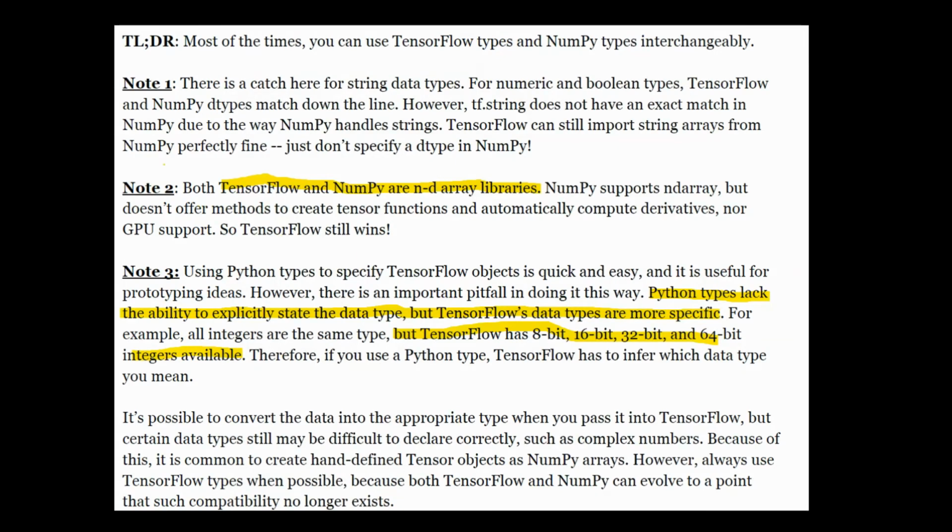There is a point here that most of the time you can use TensorFlow types and NumPy array types interchangeably. Both TensorFlow and NumPy arrays are ND libraries. NumPy supports ND arrays, but they will not create tensors. Python types lack the ability to explicitly state the data type, but TensorFlow data types are more specific. In NumPy, all the integers are of the same type, but in TensorFlow they are 8-bit, 16-bit, 32-bit, 64-bit, and so on. You can use them interchangeably, but it's advisable to use TensorFlow types when you're using TensorFlow.